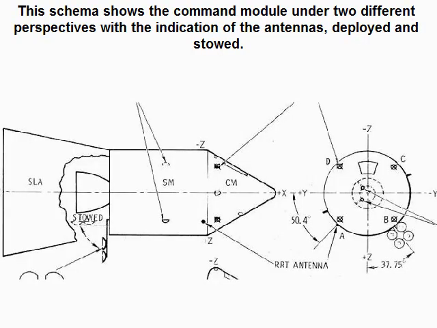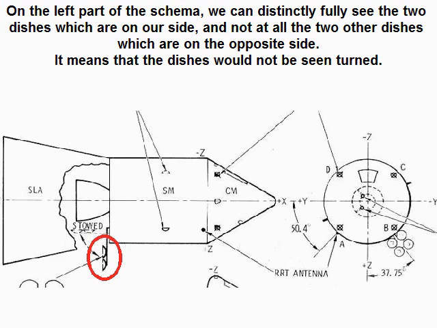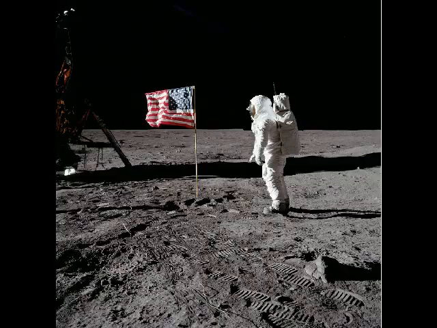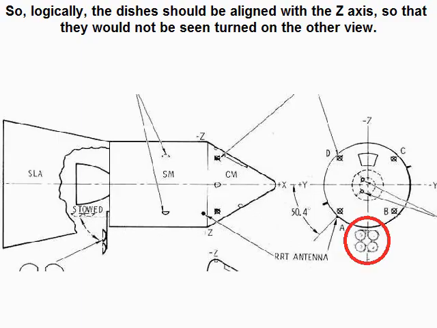This schema shows the command module under 2 different perspectives with the indication of the antennas deployed and stowed. On the left part of the schema, we can distinctly fully see the 2 dishes which are on our side, and not at all the 2 other dishes which are on the opposite side. It means that the dishes would not be seen turned. So, logically the dishes should be aligned with the z-axis, so that they would not be seen turned on the other view.